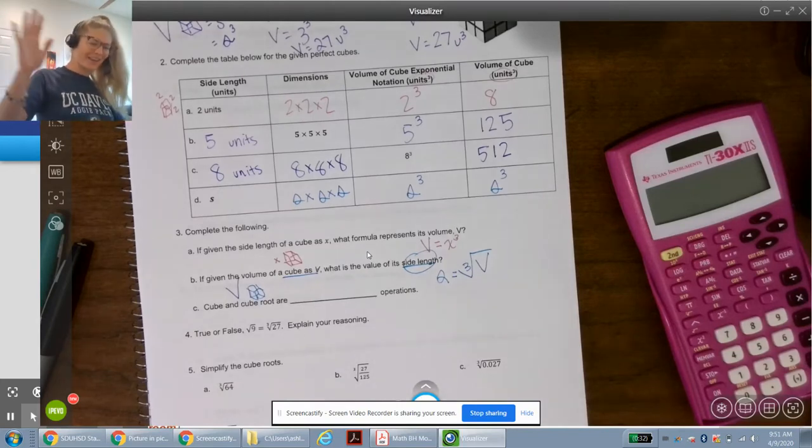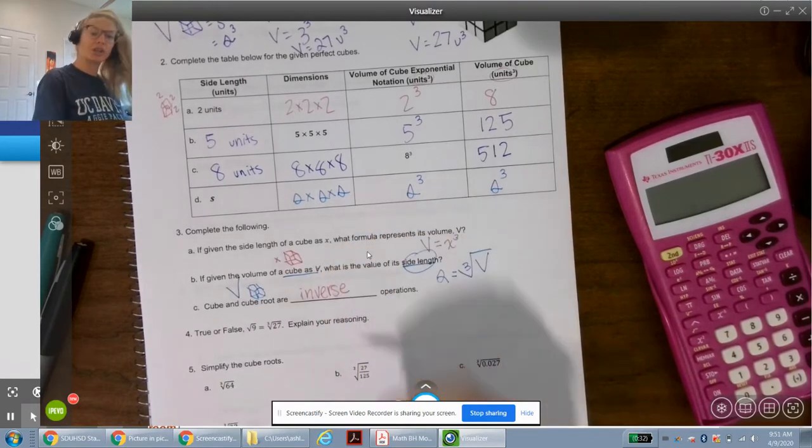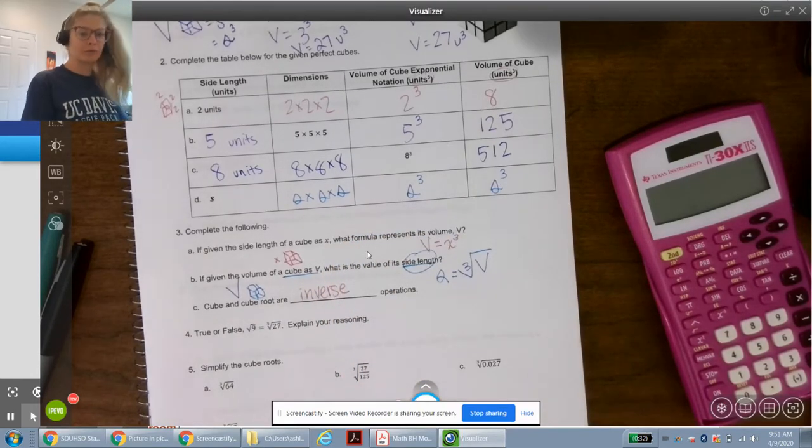Okay, cube and cube root are what kind of operations? Inverse operations. They undo each other, just like square and square roots, cube and cube roots.